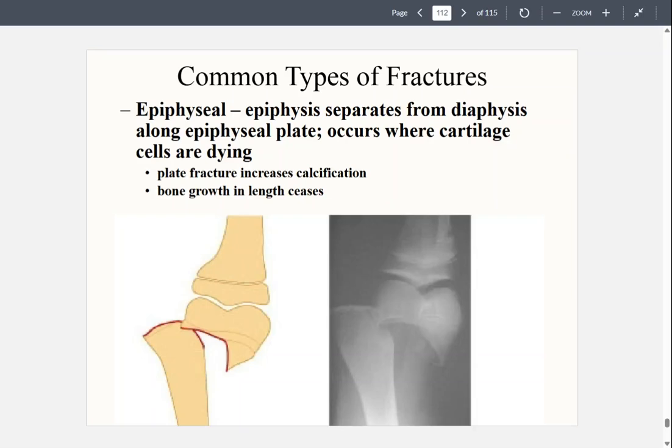A growth plate fracture is going to increase calcification. The bone is going to stop growing. So this can cause a growth spurt to end early. Also typically due to sports injuries during growth spurts.